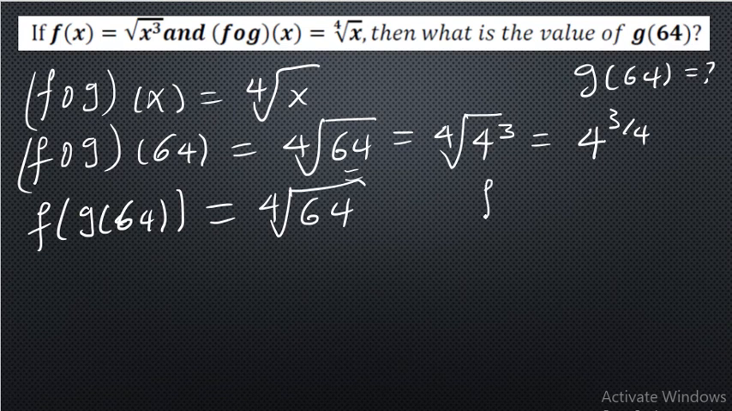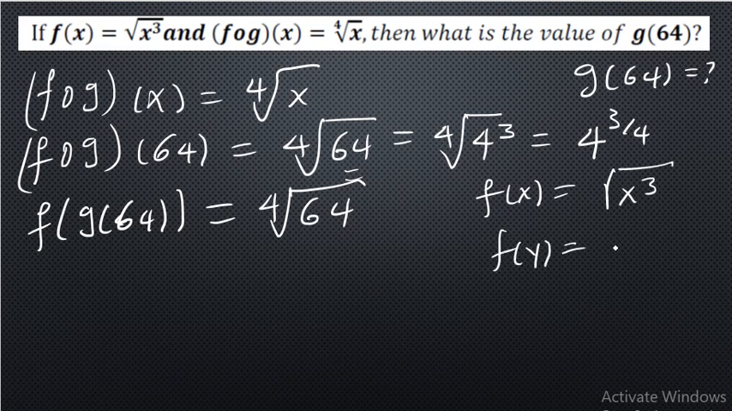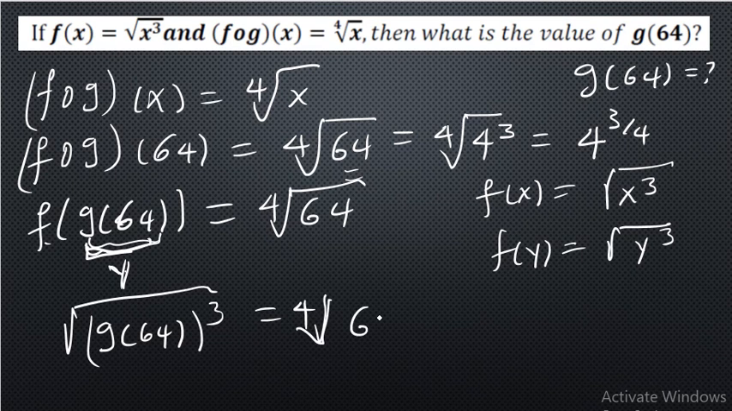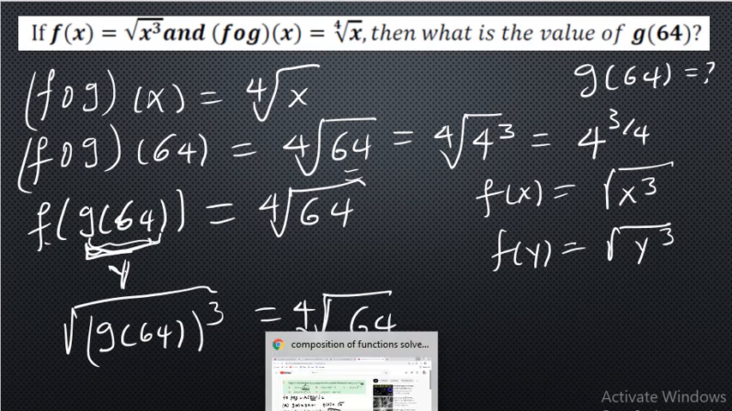But what is f of x? f of x is the same as the square root of x cubed. What will be f of y? f of y is the same as the square root of y cubed. So we can consider this whole thing as y. g of 64 we can consider as y, because we have f of something inside here, and this something you can consider like y. So we can write it: square root of g of 64, just cube it in the square root, is equal to the 4th root of 64. Okay, let's continue to the next page.